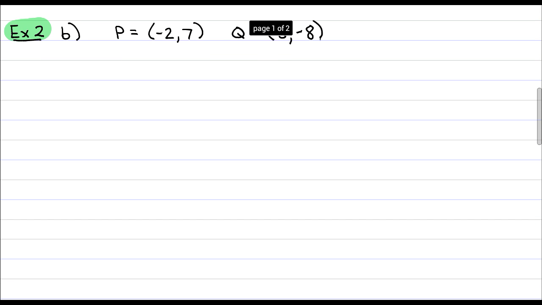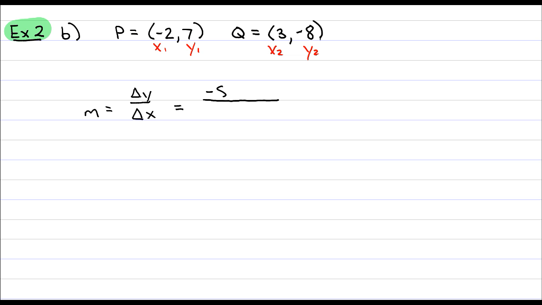Part B, we have this point, and again, we're calculating the slope. And we do this the same way. First off, just to make this a little bit easier, let's label these points x1, y1, x2, y2. And so our slope, m, is delta y, the change in y, divided by the change in x as I go from one point to the other. Delta y is minus 8 minus 7, divided by delta x is x2 minus x1. So that's 3 minus negative 2.